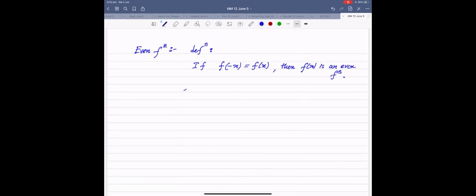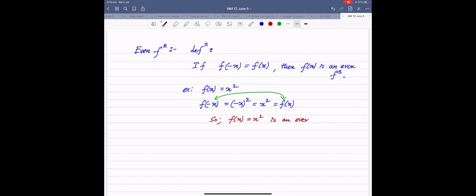Example, f of x is equal to x squared. So f of minus x becomes minus x squared. This is x squared. This is f of x. So now if you compare these two, the even functional condition is satisfied. So f of x is equal to x squared is an even function.